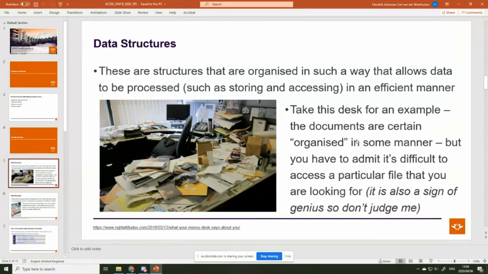Now, the problem here is there is some form of structure here. You can't actually see it. It looks very messy. There is some form of structure here. But accessing a particular file that you might need is not very easy. And you need an easy way to find the information that you want, even if it's just an approach that you can use to find that information.